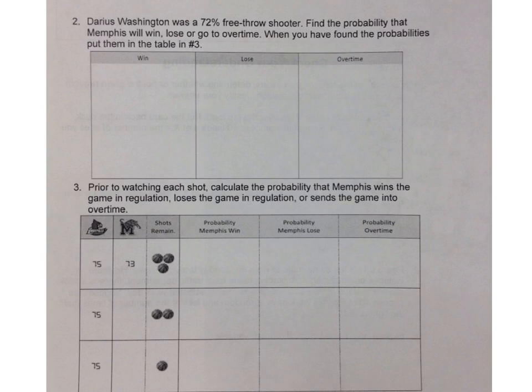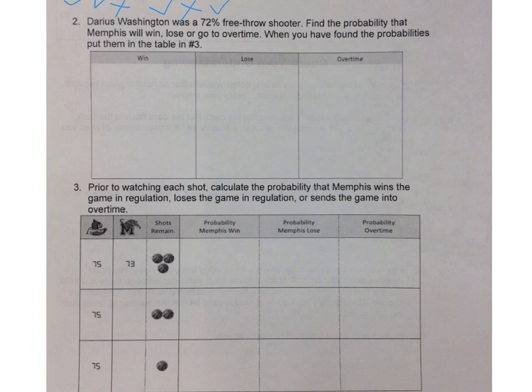So the first question here asks us, what are all the possible ways the shots could fall? Basically, it's asking you for your sample space, right? So he could have made all of them. He could make the first two and not the third one. He could make the first one and not the next two. He could make the first one, not the second one, and make the third one.